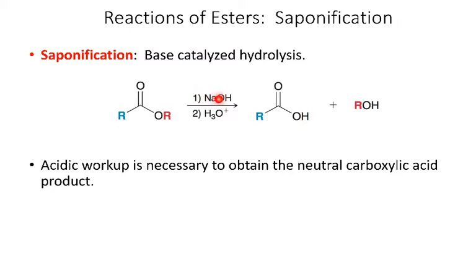When we're in basic conditions, even if we initially make the carboxylic acid, that's not going to be stable under basic conditions. It's going to be deprotonated to form the carboxylate ion. So the acid workup is necessary to reprotonate that carboxylate ion to give us the carboxylic acid.